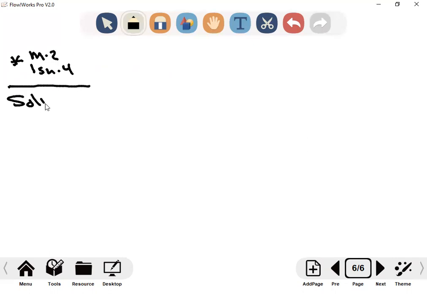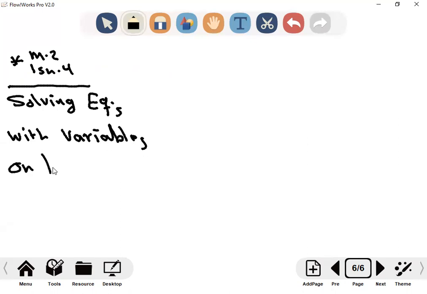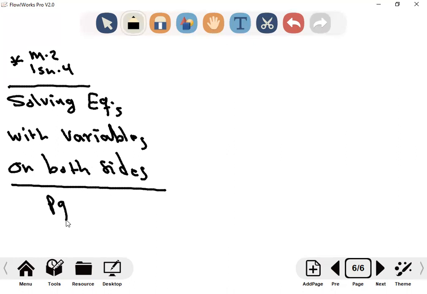So here, lesson 4, we are in module 2, right? Lesson 4: solving equations with variables on both sides. We are on page 91.